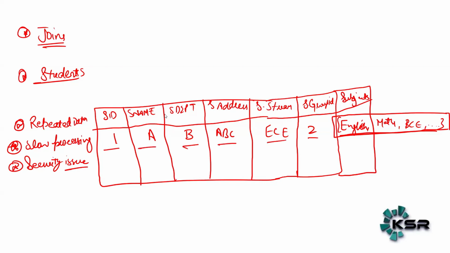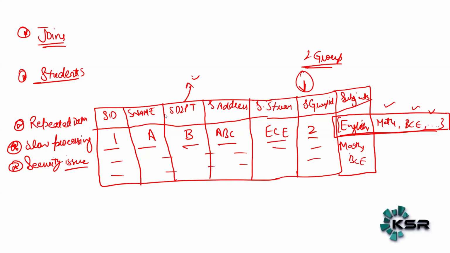So if you have to store 5, 6 subjects, you have to repeat every row, and then you will say maths. Then again you have to repeat every row and you will say BCE. And suppose this student is in 2 different groups, then there will be different records for the 2 groups also. Then suppose this student belongs to 2 departments, then also there will be 2 different records. So you can see there is a lot of duplicacy of data, right?